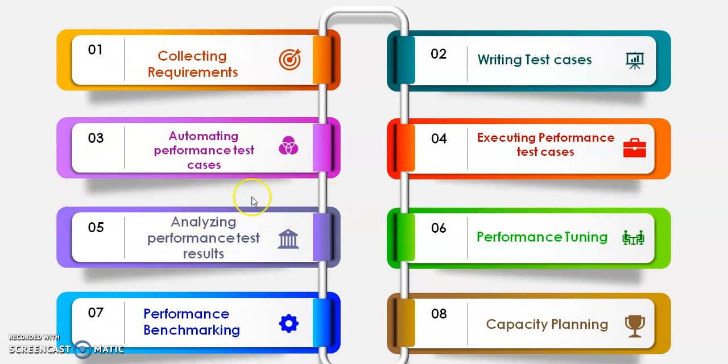There are 8 different types of methodology used for performance testing. The first one is collecting requirements, writing test cases, automating performance test cases, executing performance test cases, analyzing performance test results, performance tuning, performance benchmarking, and capacity planning. These are the different methods used for performance testing.